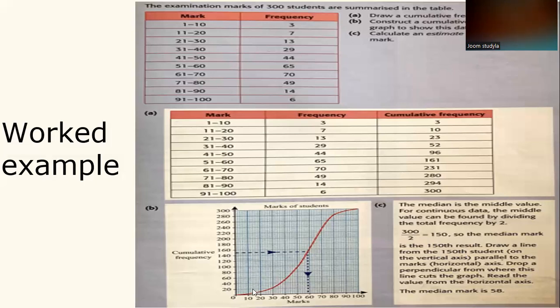When you draw the graph and mark 150 on the cumulative frequency at the y-axis, the line will touch the curve here. When you bring the line down, you can see that the median mark is at 58 on the x-axis. So this is the answer for question C.